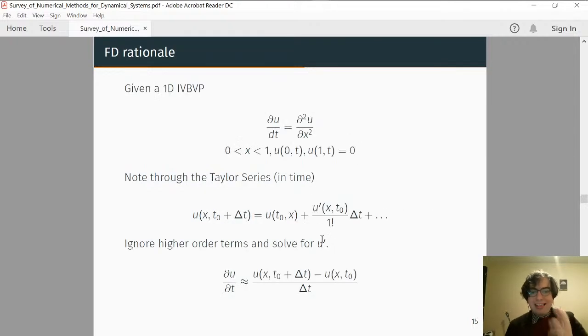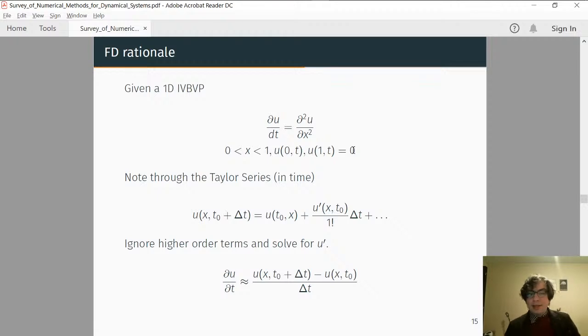All right, so let's consider an example problem here. A 1D initial value boundary value problem that says the partial time derivative of some quantity is equal to the second derivative in my spatial dimension. I've mixed my d's there, I'm sorry. All right, and I've got the domain set from 0 to 1, and I've got my initial conditions, or actually these are my boundary conditions, from 0 to t, and from 1 to t, 0 at my boundaries.